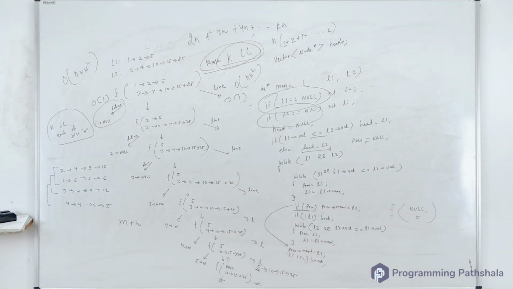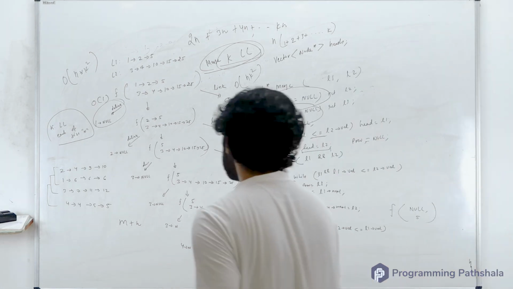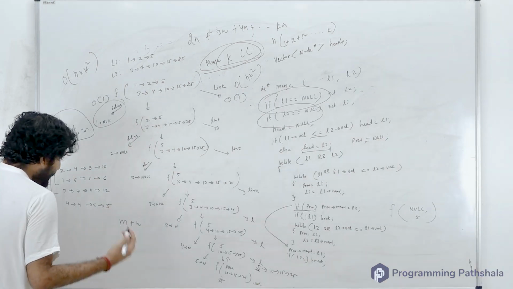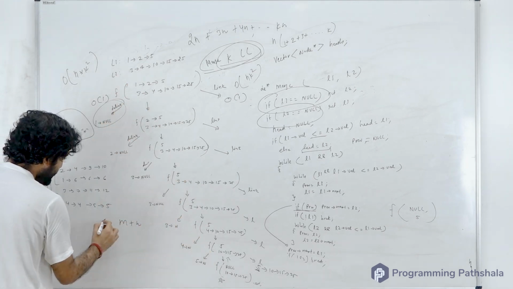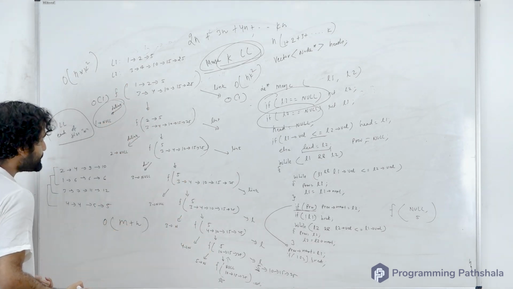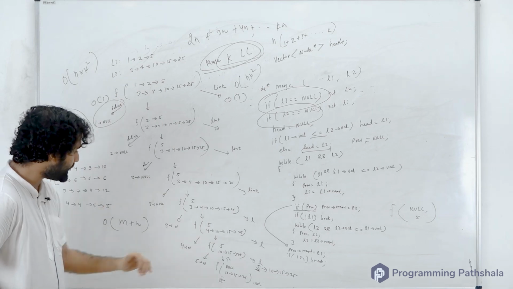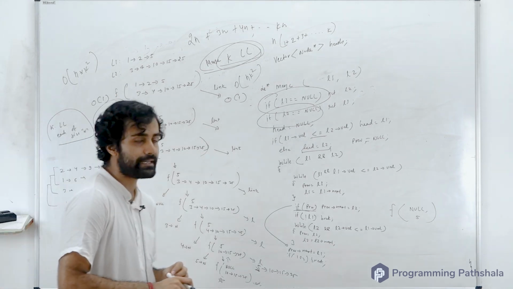Yeah, so this is the way in which you can comment on the complexity of this approach. Extra space, if you take into consideration the space of recursion stack, it will be order m plus n, because the maximum number of recursion stacks that are waiting for each other are m plus n.